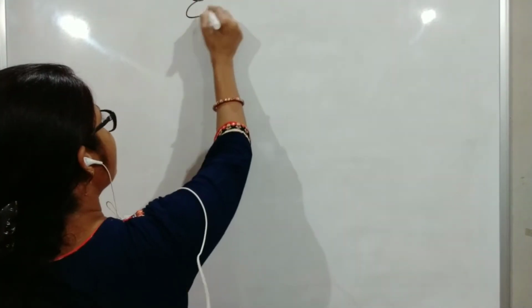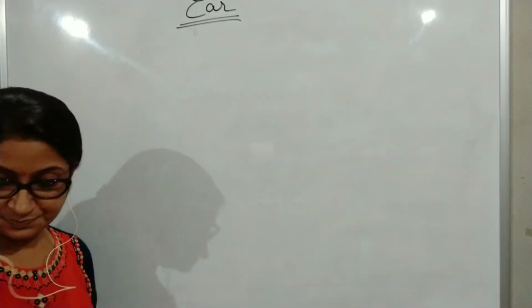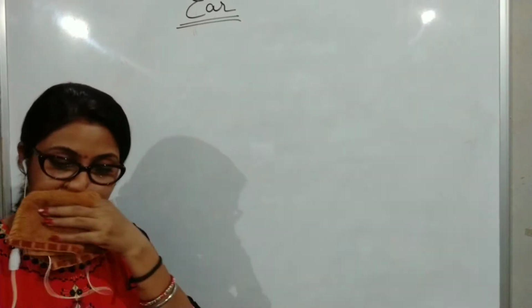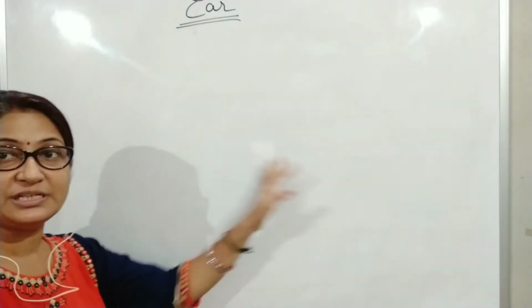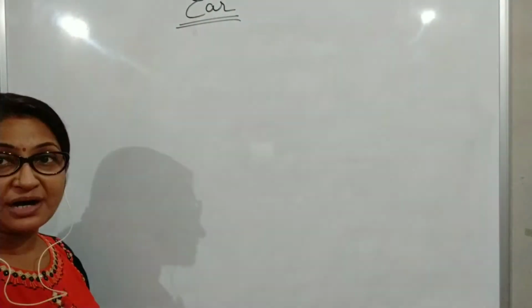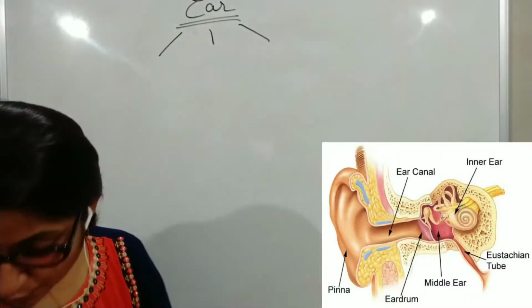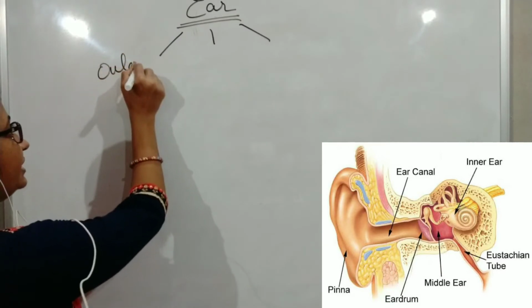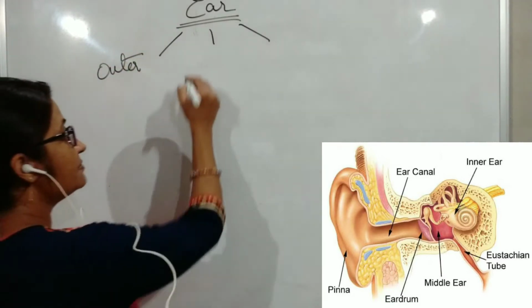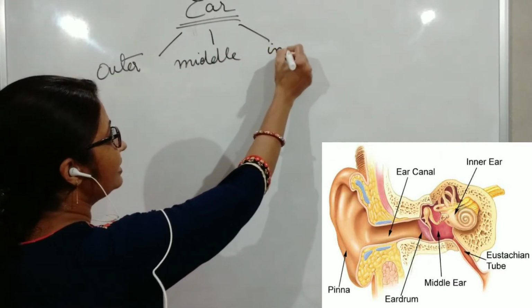So next comes the ear. You can see the structure of the ear here. Now, what is actually happening? As you can see, the structure of the ear has three main parts. First comes the outer ear, then the middle ear, and then the inner ear.